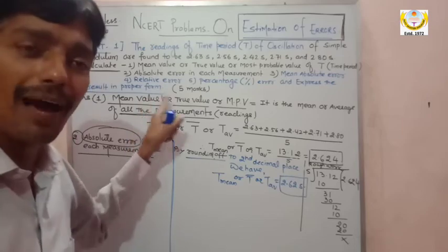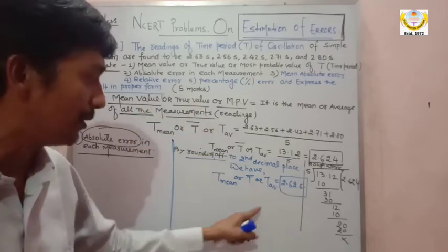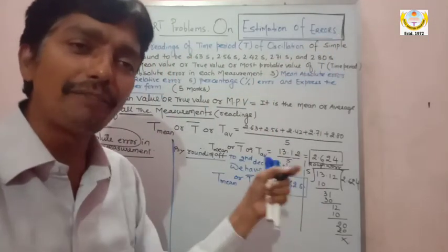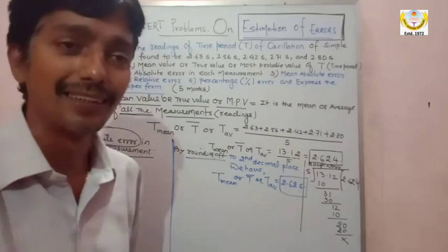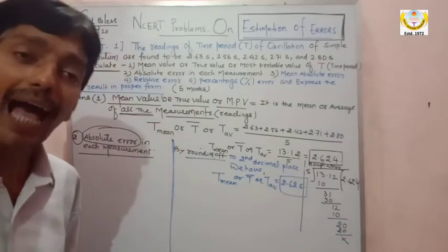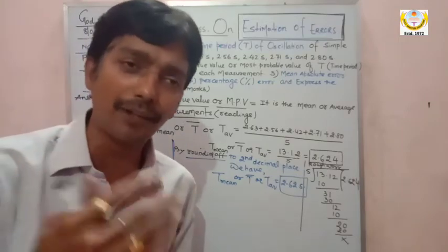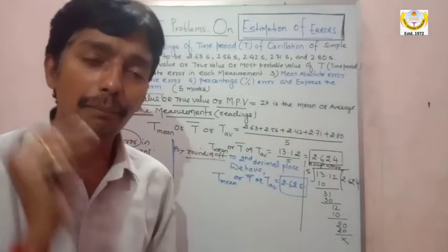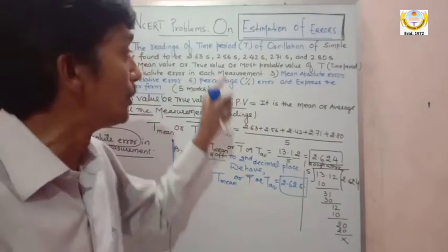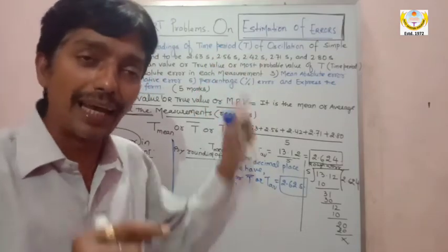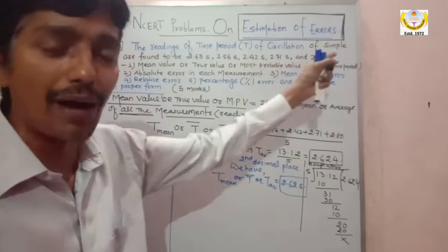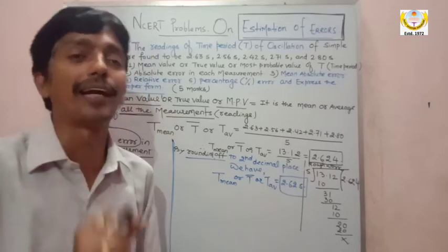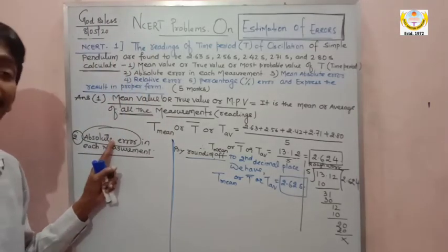When I calculated the mean value, the true value or MPV, the most probable value, you got one single answer for these 5 readings, because you added the 5 readings and divided by 5. But whenever there is a question that says calculate absolute error, whether "in each measurement" is given or not, remember my dear, you have to calculate the absolute error in each measurement. So if there are 5 measurements, there will be 5 absolute errors, because absolute error is calculated in each measurement.